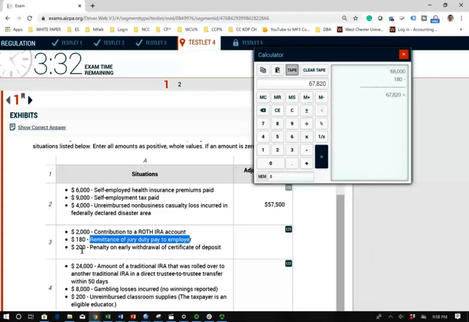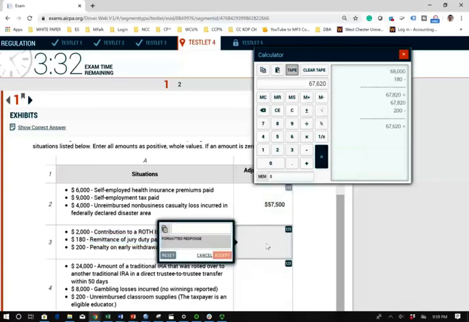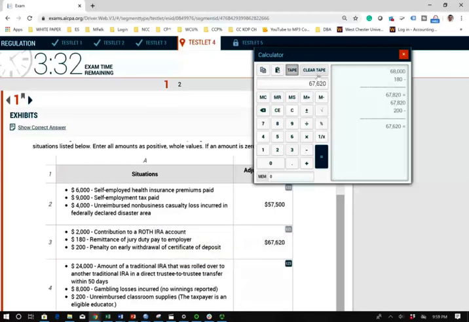We're down to $67,820. And there was a $200 penalty on early withdrawal of a certificate of deposit. You need to know that you can deduct this penalty. So we can deduct $200. And that's it. For the scenario, our adjusted gross income is $67,620. Can this question be phrased in multiple choice? Sure it can. They just give you the information differently. That's all they did. So adjusted gross income is $67,620.